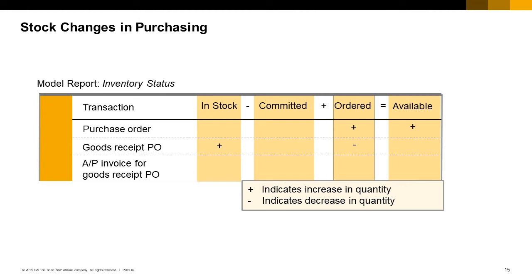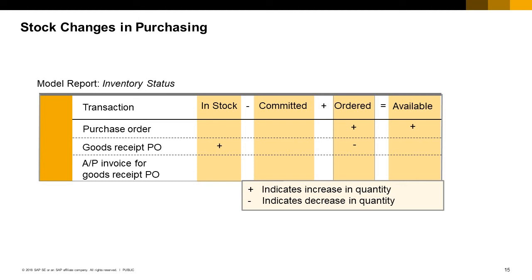The Ordered column displays the quantity ordered from external vendors plus the quantity that is being produced and that will enter the warehouse by a certain date. The available quantity of an item represents the in-stock quantity, committed and ordered. As you can see in the chart, a purchase order increases the quantity on order and therefore the quantity available to the customer. When a goods receipt PO is created referencing the purchase order, it increases the quantity in stock and reduces the quantity on order.